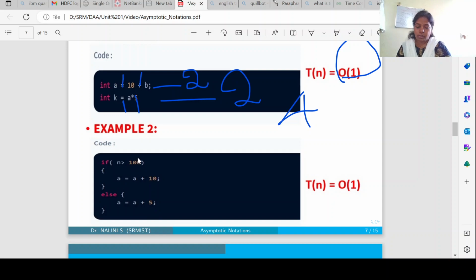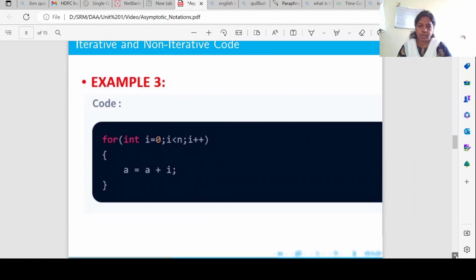So the total time taken by this algorithm, as in the previous example, is also some constant time. So this also can be replaced with the constant time function, big O of 1, right? But take this third example.